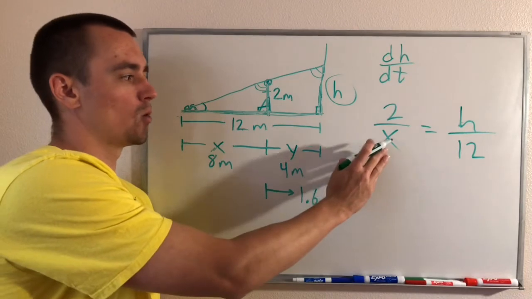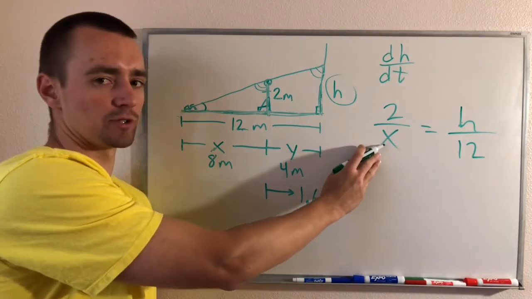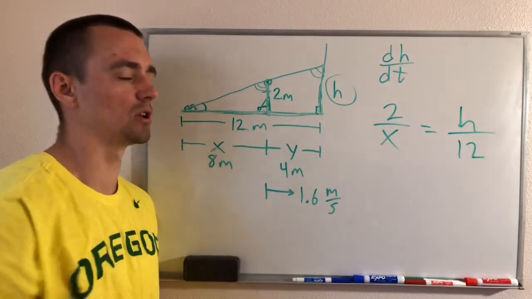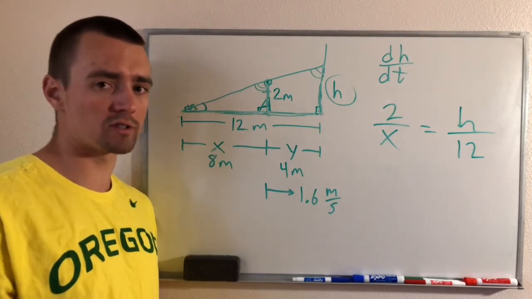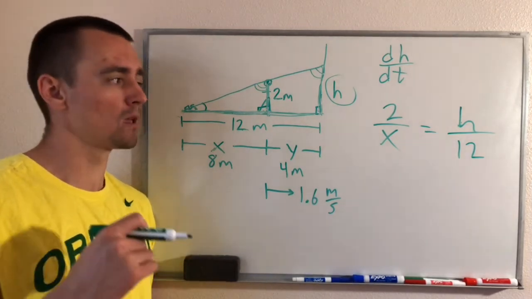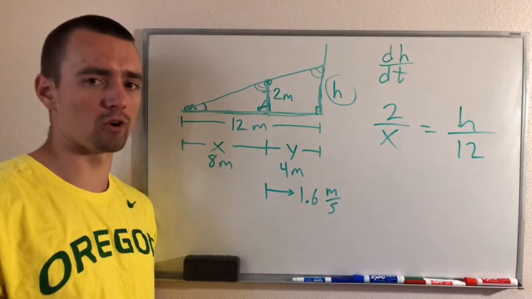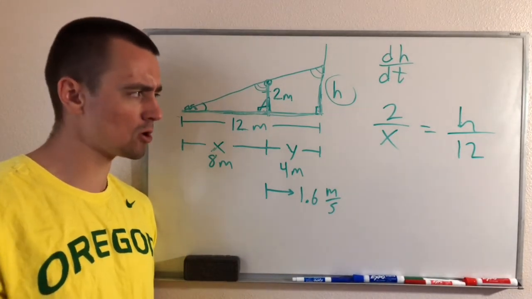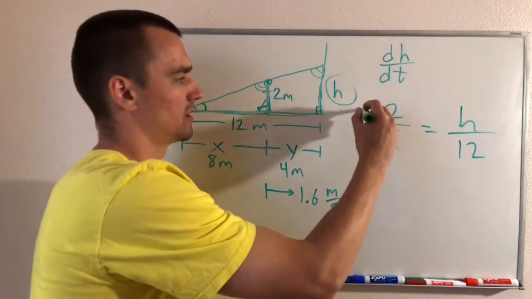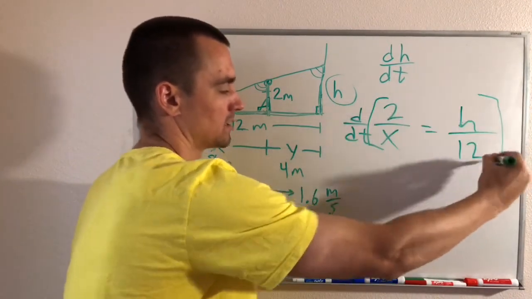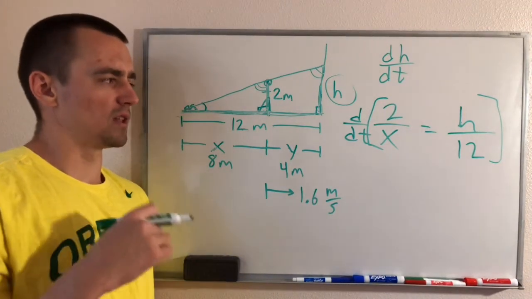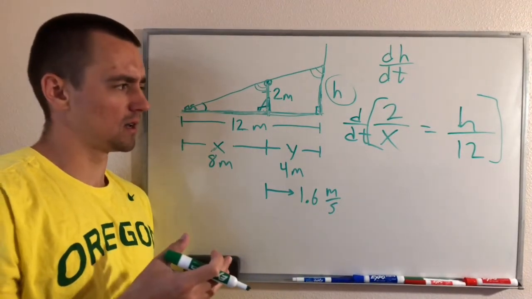So we know what x is at this moment, and we also know its rate of change. So this is a perfectly good equation to satisfy our second step. Now we can go on to the third step of a related rates problem, which is the implicit differentiation step. So all we have to do is take the derivative with respect to time of both sides of this equation.